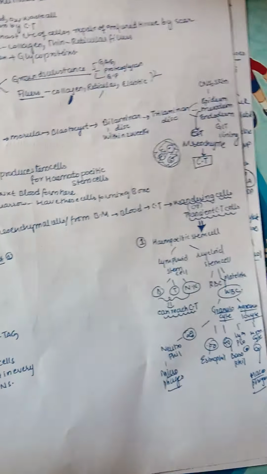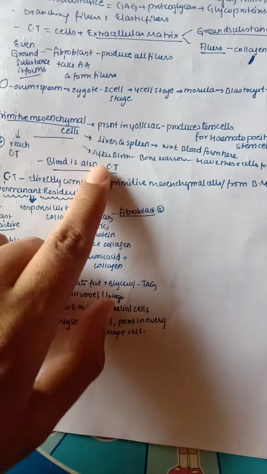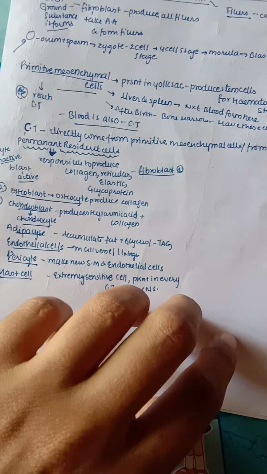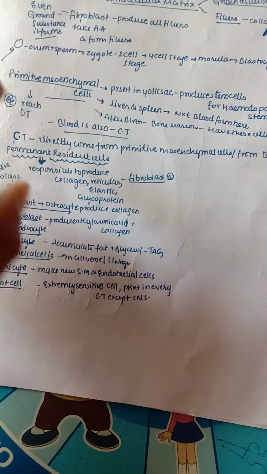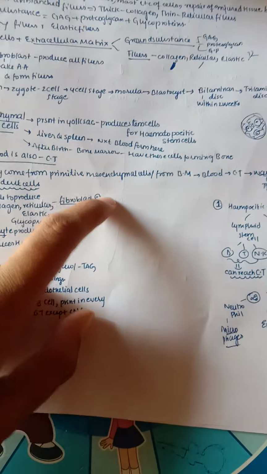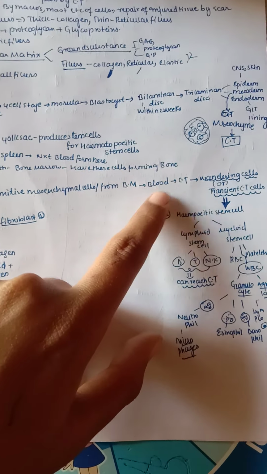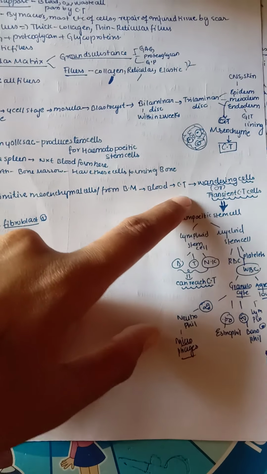So let us see how those pathways are going on. So you can see blood. Why we are discussing blood now is because blood is also a connective tissue. So the connective tissue may come directly from the primitive mesenchymal cells, or it may come from the bone marrow, from bone marrow to blood and next to the connective tissue.